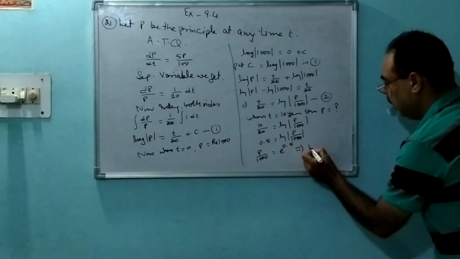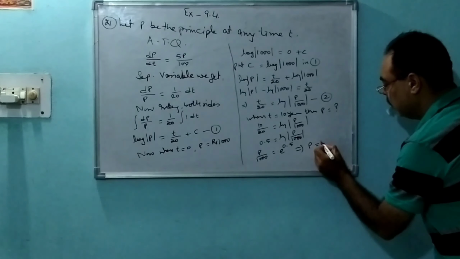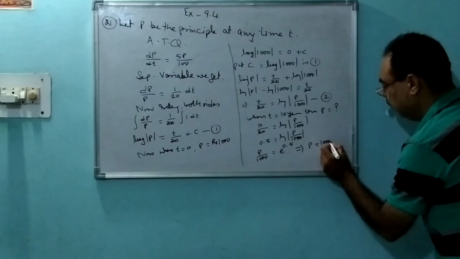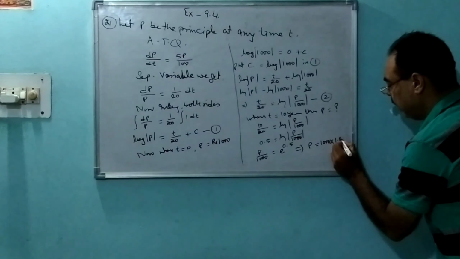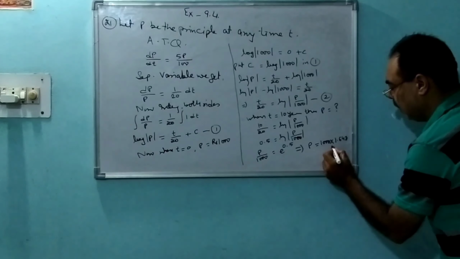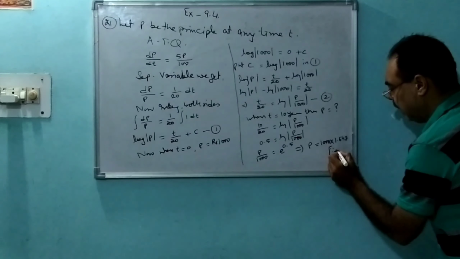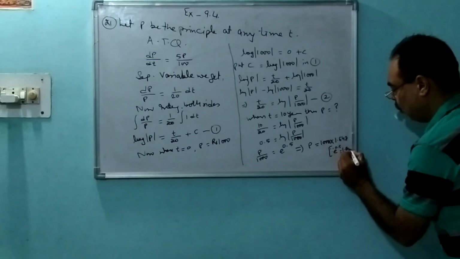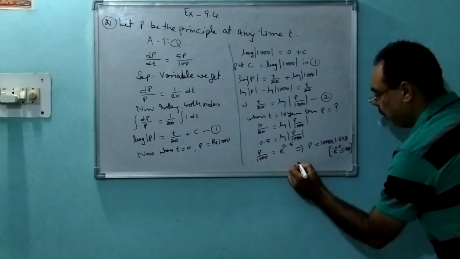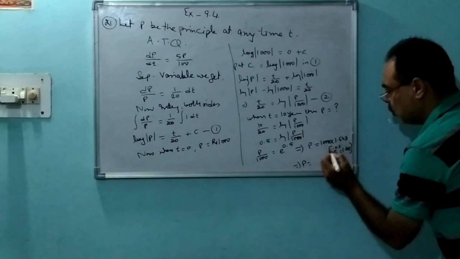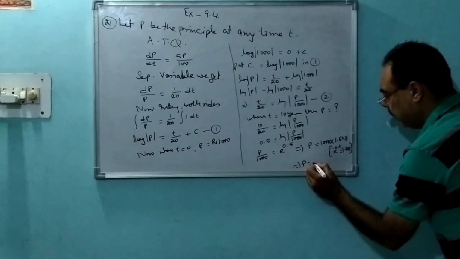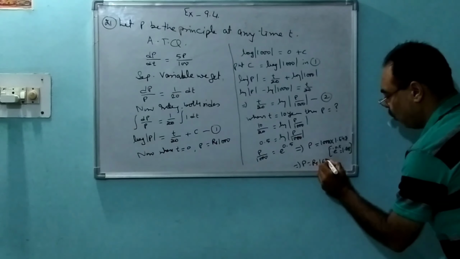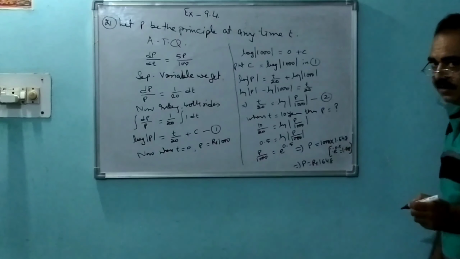It becomes p is equal to 1000 into 1.648. He has given us e raised to power 0.5 is 1.648. So how much did the principal come to? Multiplying, it becomes 1648 rupees. So this is our answer.